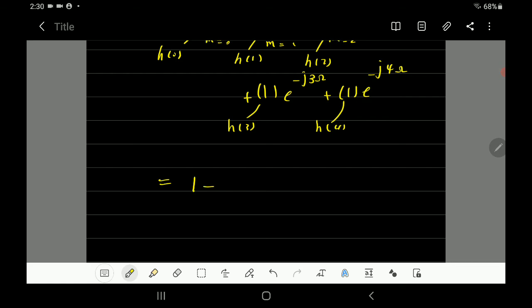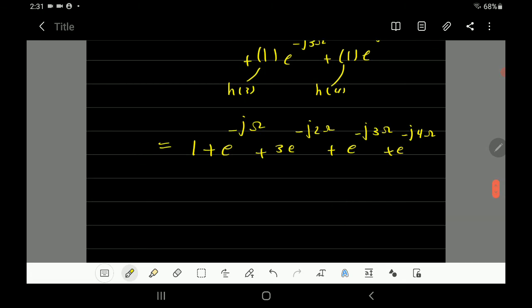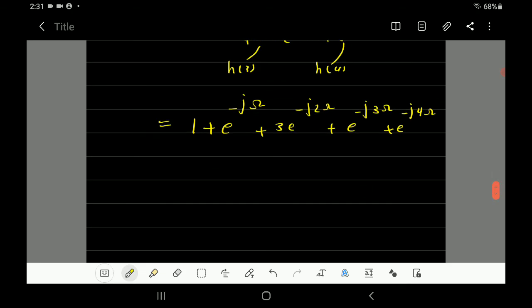It would be like 1 plus e to the power of minus j omega plus 3e to the minus j2 omega plus e to the minus j3 omega plus e to the minus j4 omega. In this case, you got it. You found it already. But if you like to simplify it, I'm going to do some math. But up to here, you did a good job. It's the right result in a complex form.